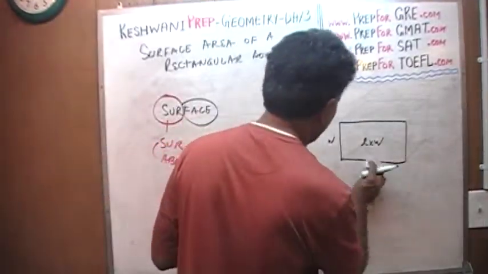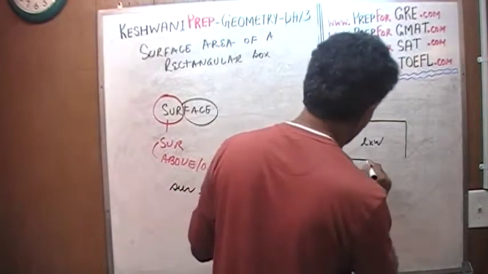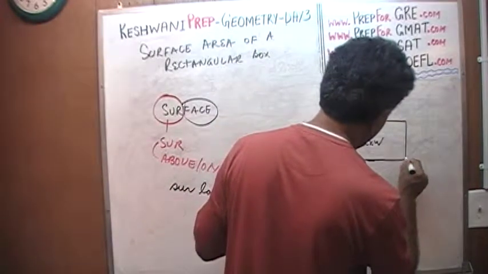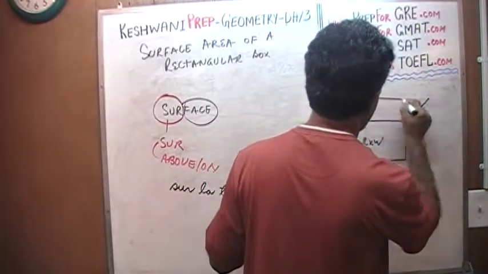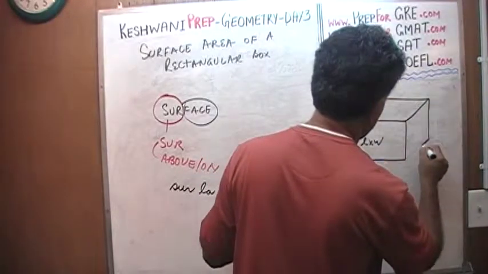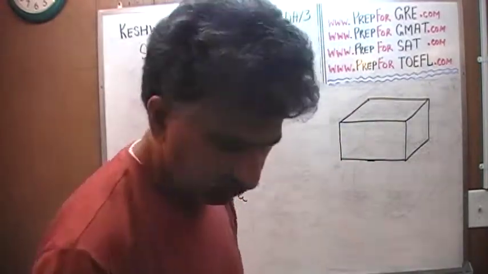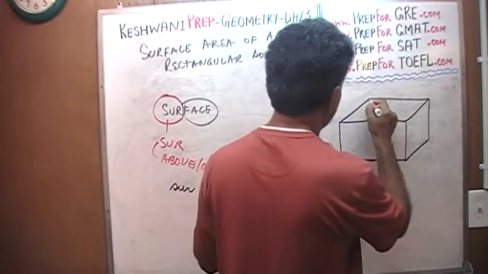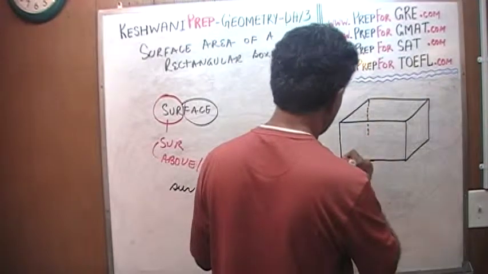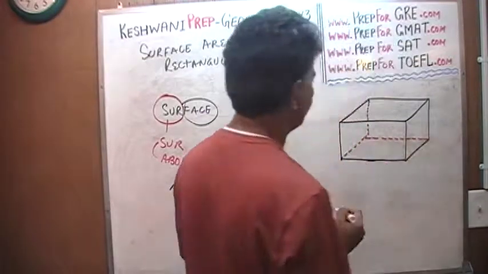Let's draw our rectangular box. So here's our rectangle, and what we want to do is draw a rectangular box out of it. Let's draw a rectangular box out of it. And then of course we have to show the inside part. There.